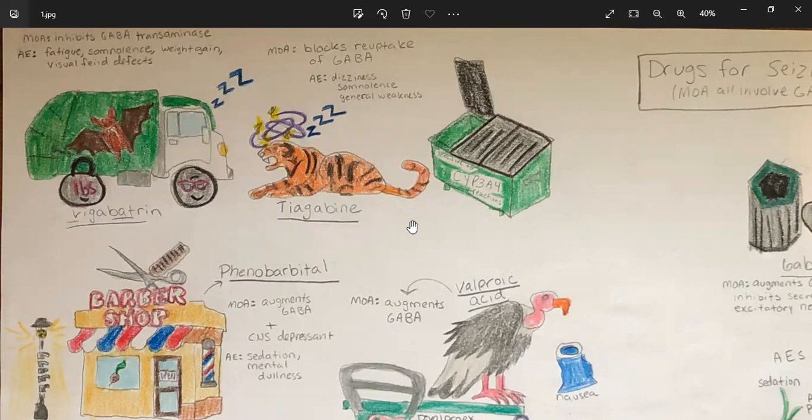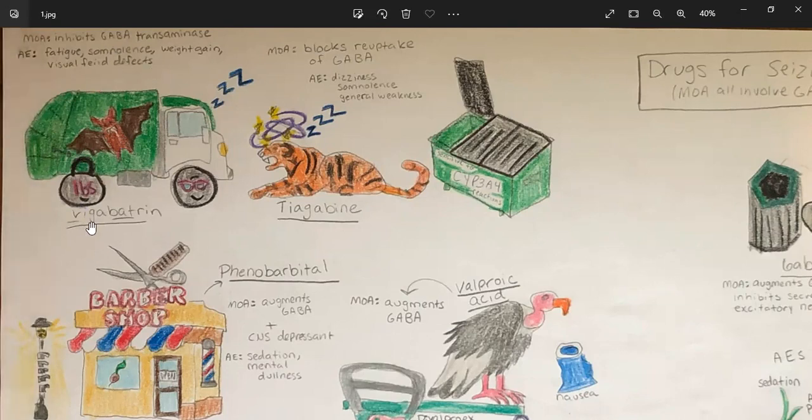So I lied. Just the tiagabine blocks the reuptake, and this one inhibits the GABA transaminase. Just like how a garbage truck transfers garbage, this is going to inhibit the transaminase of garbage.